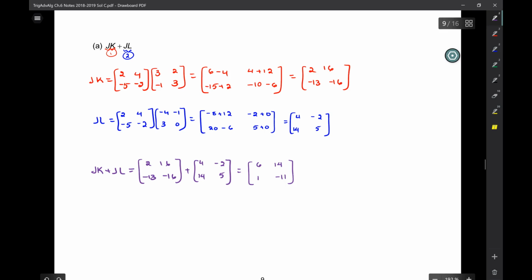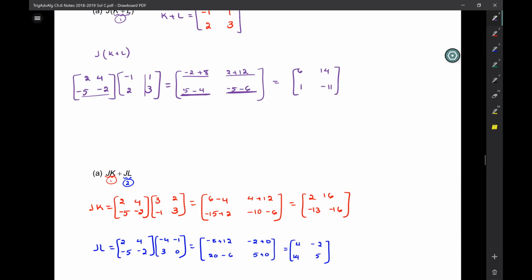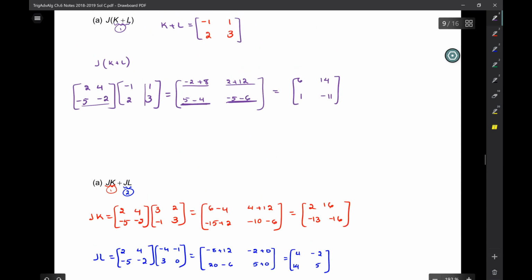When we are done and finished with this, what did we get for the answer? 8, 14, 1, and negative 11. Did we get 8, 6? What did you get? 8, 6, 14, negative 1, negative 11. Now, does that answer look familiar? Have we seen that before? The negative 11, I feel like I saw. Where? Up here. Look, we saw it up there. The whole matrix, we saw it up there.